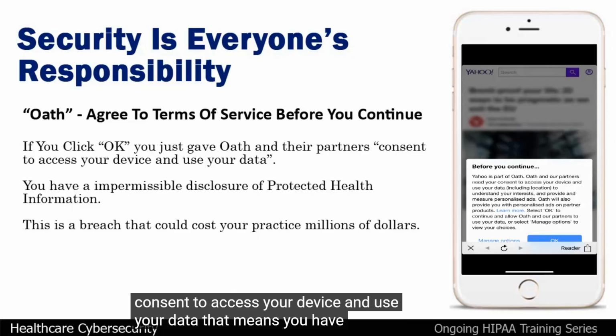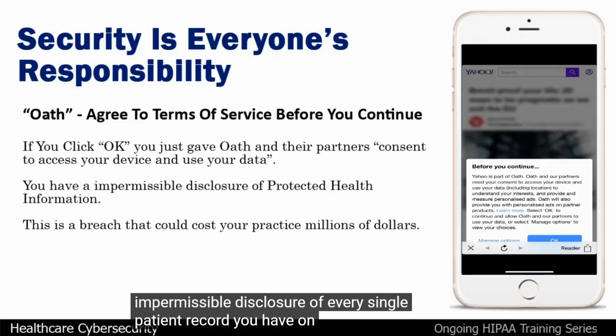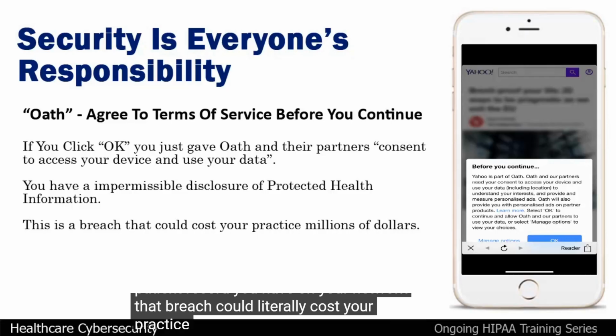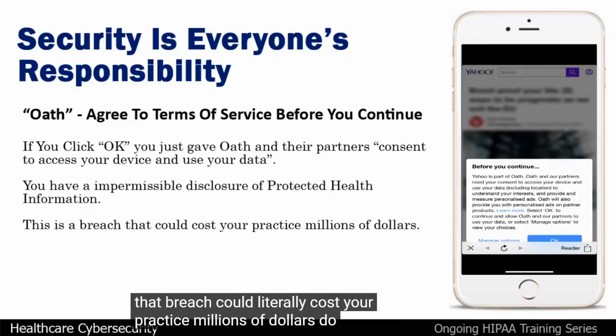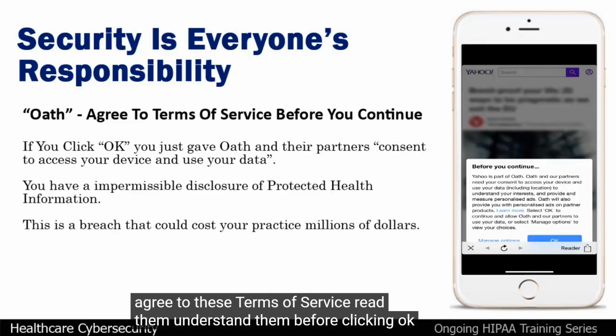That means you have an impermissible disclosure of every single patient record you have on your network. That breach could literally cost your practice millions of dollars. Do not just agree to these terms of service. Read them, understand them before clicking OK.